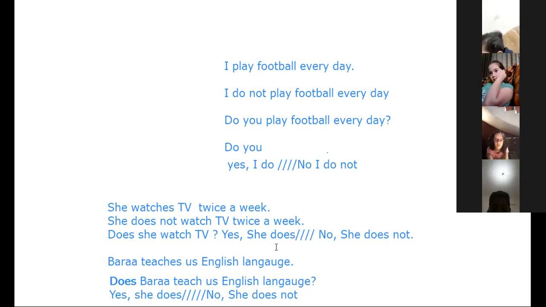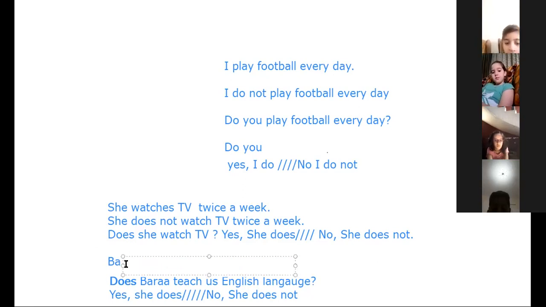The third example: Baraa teaches us English language. Notice, Baraa here is a singular subject. So with the singular subject, we use does to ask.